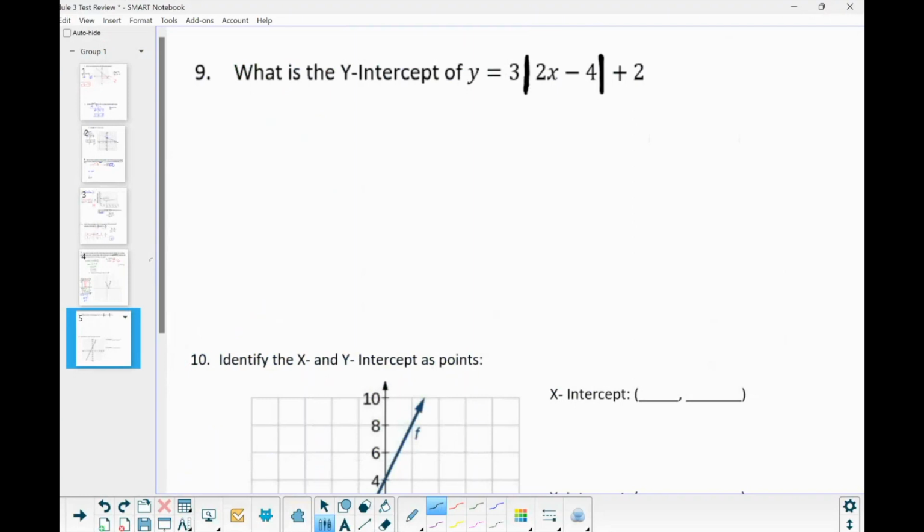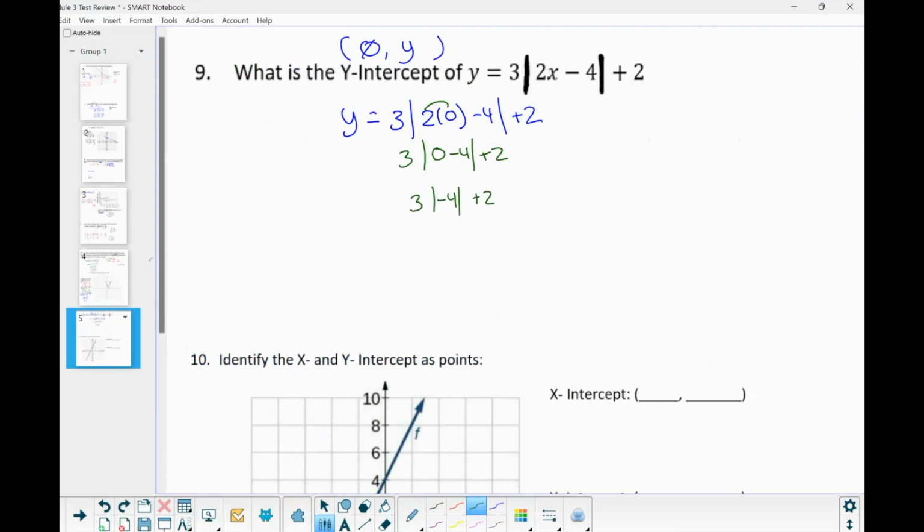All right, let's go to number 9. So for number 9, we want to find the y-intercept. So first we need to know that the y-intercept as a point is 0, comma y. So I know I'm plugging in 0 for x. We have y equals 3 absolute value of 2 times 0 minus 4, plus 2. So I'm going to start by solving the absolute value. 2 times 0 is 0 minus 4. Bring everything else down. 0 minus 4 is negative 4. Bring everything else down. Now, the absolute value of negative 4 is positive 4.